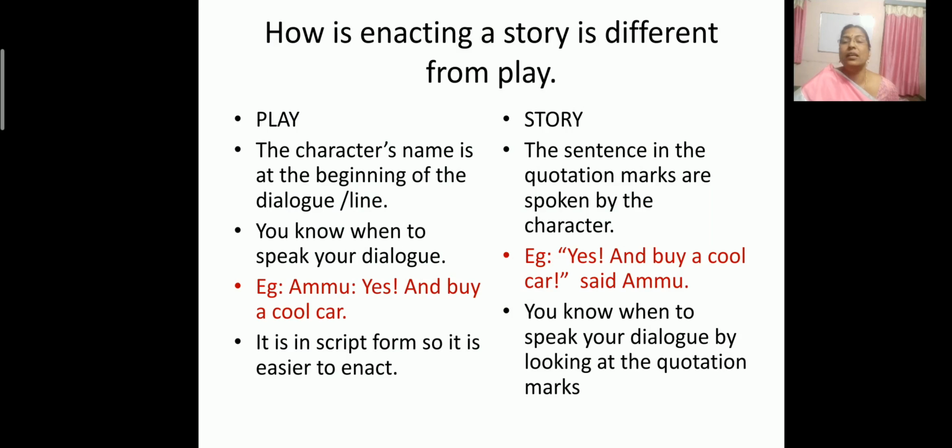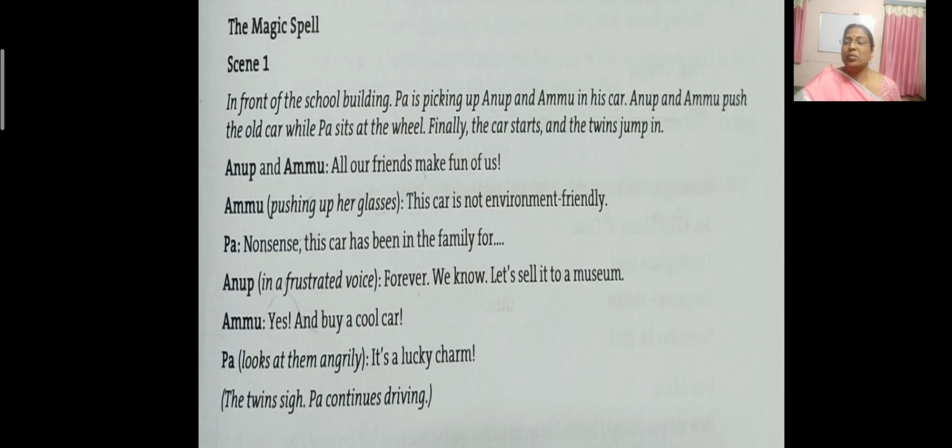How is enacting a story different from enacting a play? What is the difference between a story and a play when you are acting that particular story or play? Now we'll see the play. The character's name is at the beginning of the dialogue. Once again, we'll go back to the previous slide, children. See here, the character name is there at the beginning or not? Anup and Amu, the character name is there. After that, their dialogue is there. Clear?